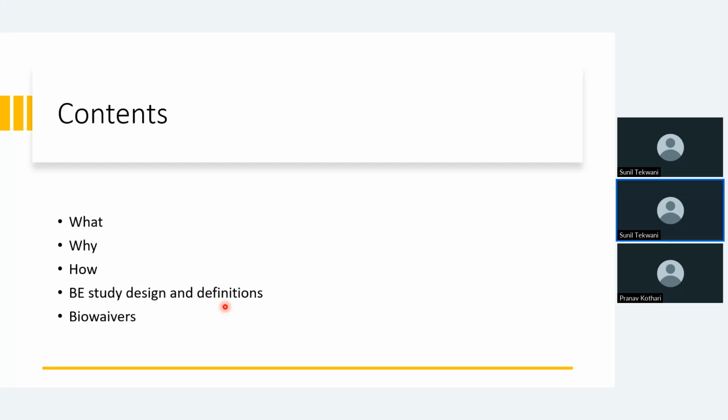Regulatory person, I understand that this design and definitions are sometimes a little complex. I'll try to resolve or solve them or make them simple for you.